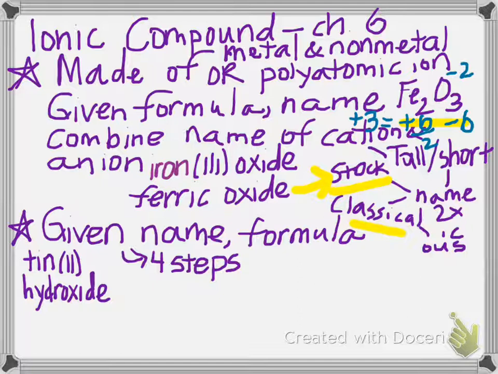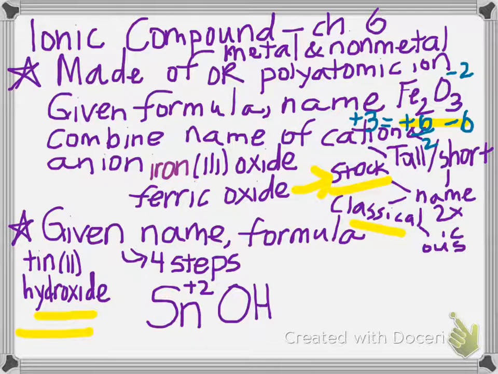So if we go through those steps for this example, our first question always is: is this compound ionic or molecular? We know this compound is ionic because tin's a metal, plus hydroxide is one of the polyatomic ions you're supposed to have memorized. So we need symbols, and we use our periodic table. Our symbol for tin is Sn, and its charge is +2 because that's what the Roman numeral is telling me in the stock system. My symbol for hydroxide that you have memorized is OH with a charge of -1.